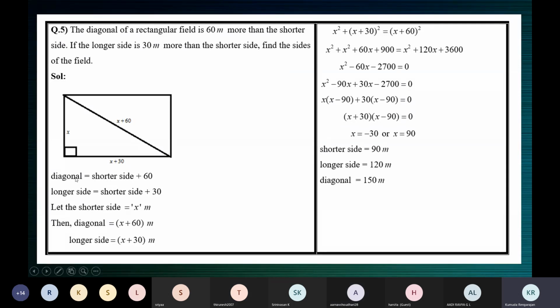So now supposing the diagonal is x. You need to get an expression in x for the shorter side, longer side, and diagonal. You need to express everything in terms of x. One you will be assuming as x, and the remaining two you should find in terms of x. So here let's assume the diagonal to be x meters.